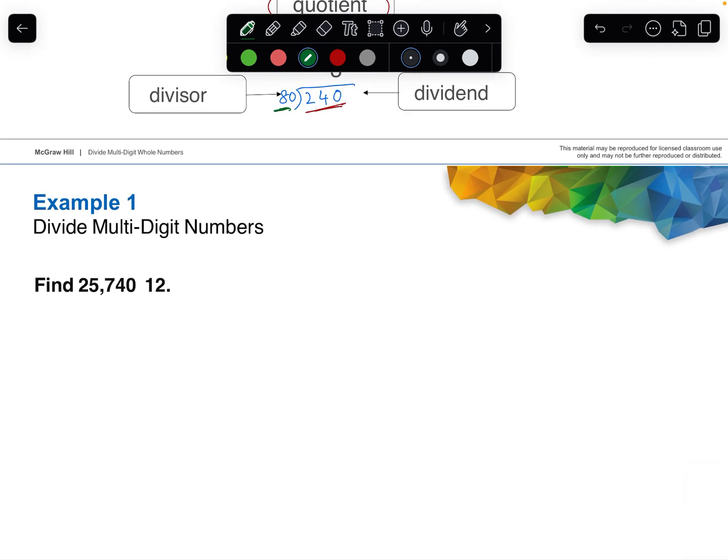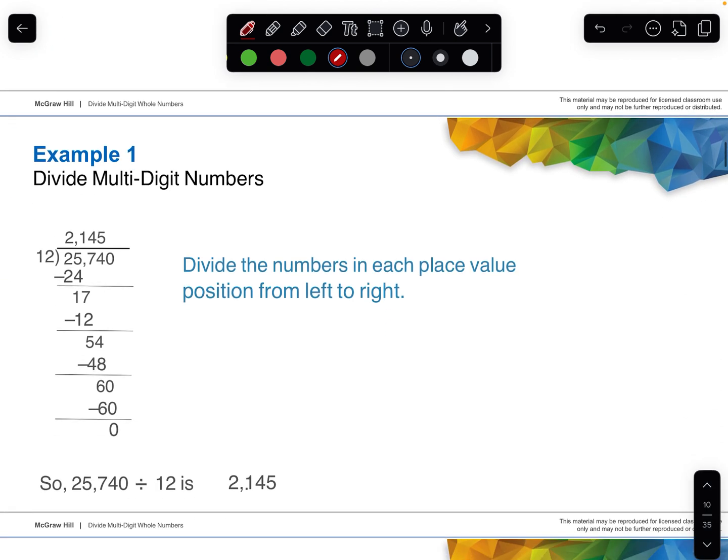Let's take a quick look at example 1. Dividing multi-digit numbers, we are finding 25,740 divided by 12. Now sometimes my slides might be a little messed up. It's missing the divide by sign over here. So if you look at this, what we're going to do is divide the numbers in each place value position starting from the left.